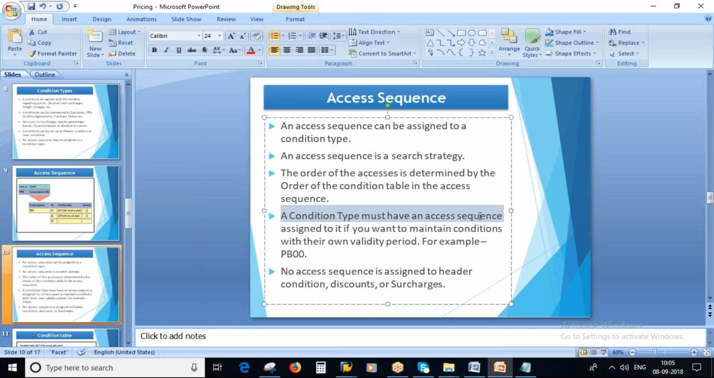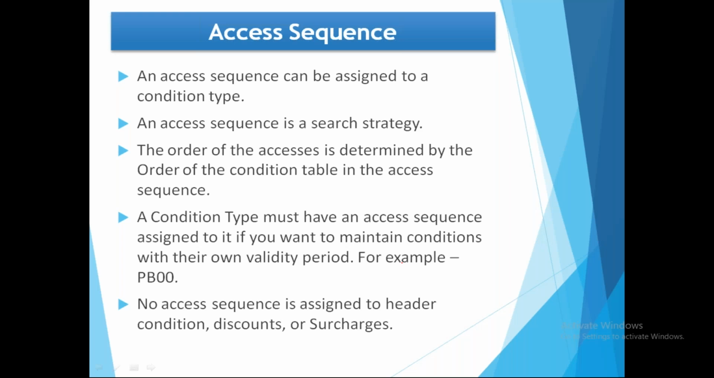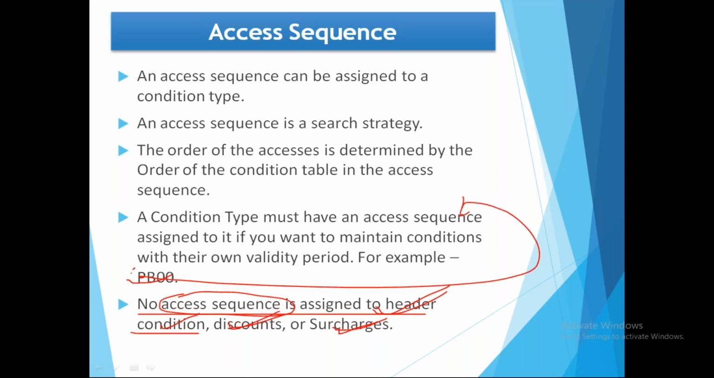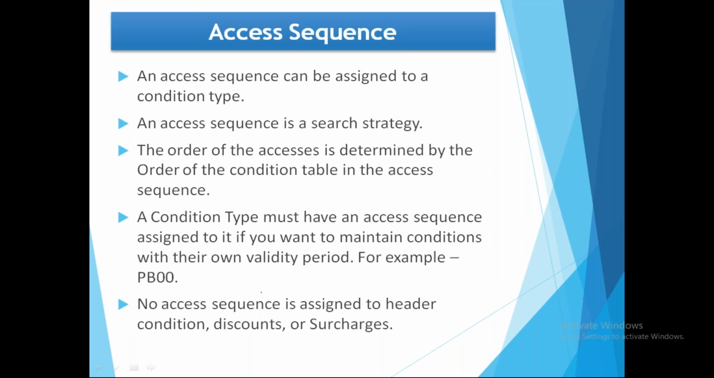A condition type must have an access sequence assigned to it if you want to maintain conditions with their validity period, for example PB00. Sometimes no access sequence is assigned to header conditions like discounts and surcharges, because they have to be entered manually. Whereas for others, if you assign the access sequence, the system will determine the price provided you maintain the documents. So that is an access sequence.